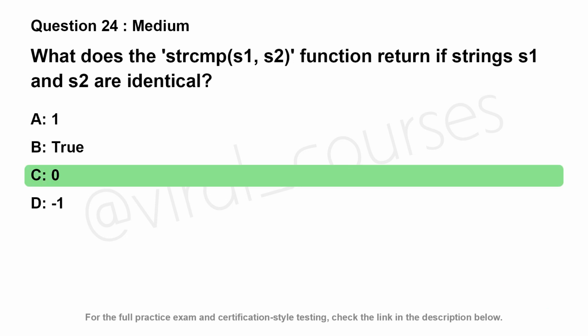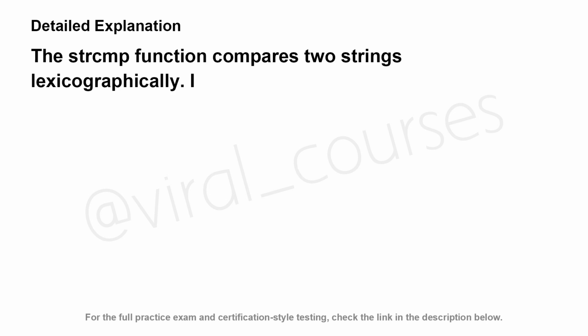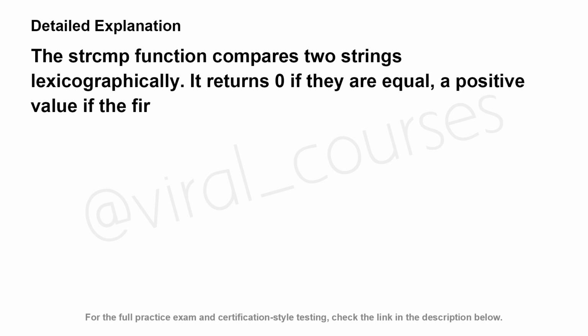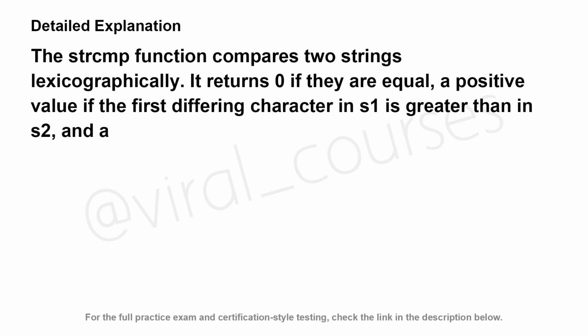The correct answer is C. The strcmp function compares two strings lexicographically. It returns 0 if they are equal, a positive value if the first differing character in s1 is greater than in s2, and a negative value if it is smaller.